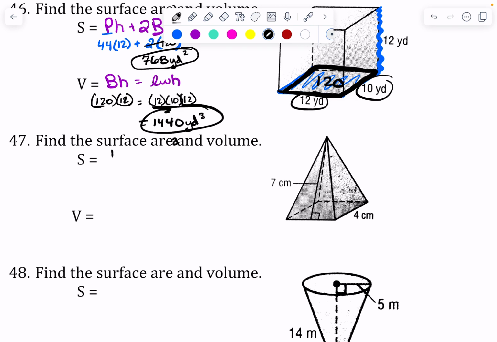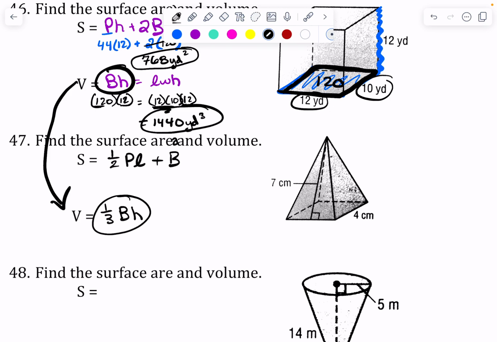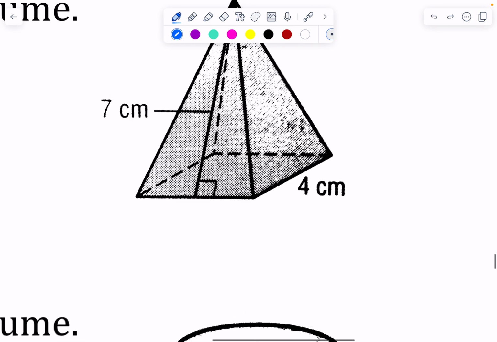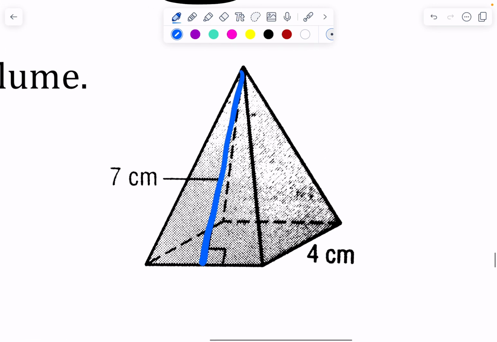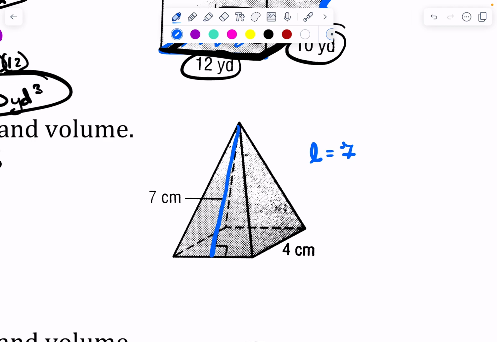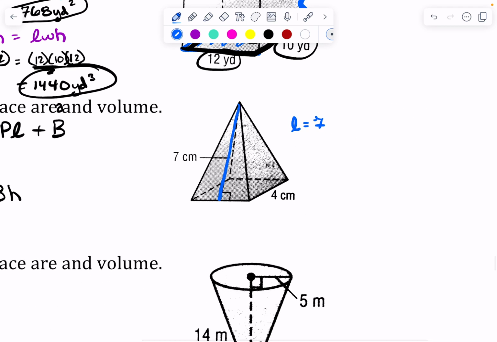Surface area is 1/2 capital P L plus capital B, and then volume is 1/3 capital B H. I remember that one because I know it's a third of what a prism is. So capital B H there, but 1/3 capital B H here. Okay, now we've got some slant heights and we got some regular heights. So we got to determine what that is. 7 is the slant height. So L is 7. Okay, now if I'm trying to find regular height, let's say I'm slicing into this thing right here, right? I'm slicing into this guy and here's my right angle.